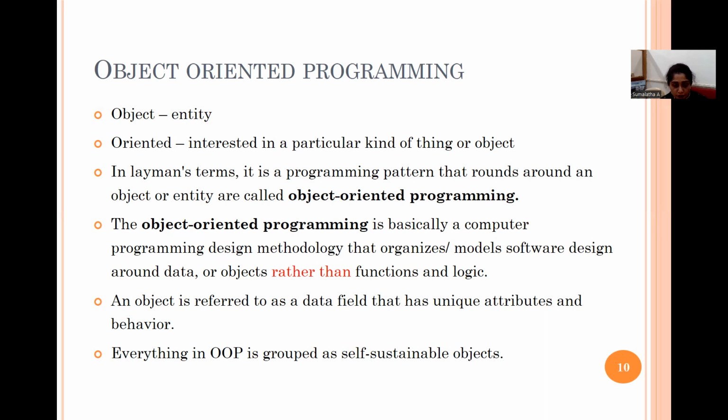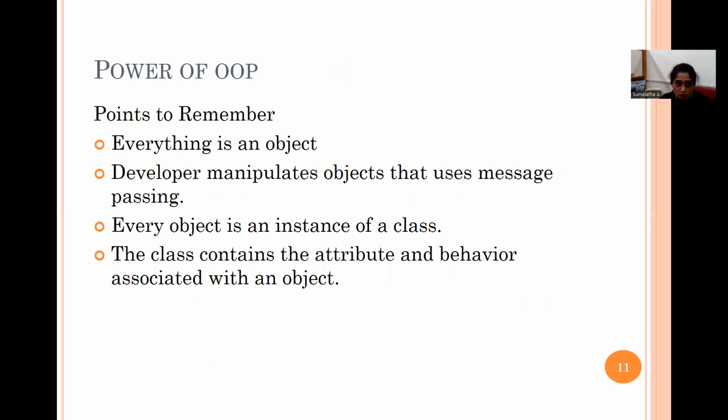An object is referred to as a data field that has unique attributes as well as behaviors. Everything in object-oriented programming is grouped as self-sustainable objects. Whenever we say object-oriented programming, these are the fundamental points that we need to remember. Everything is an object. For example, let's take a pen. This is an object, right? Anything that we see around us is nothing but objects. They have their own properties, their own unique features, their own attributes.